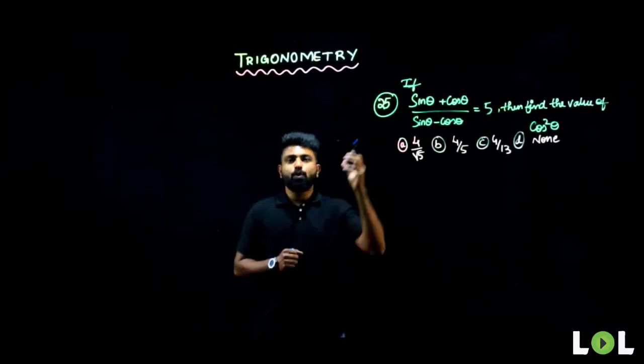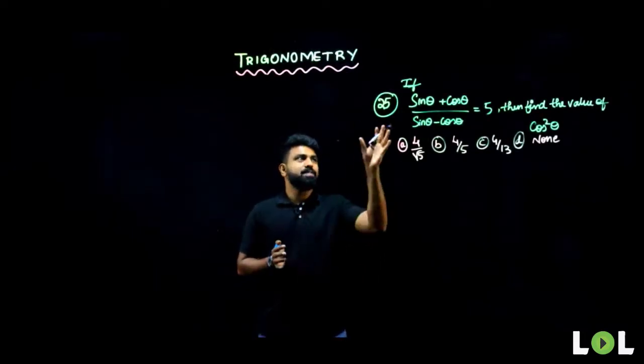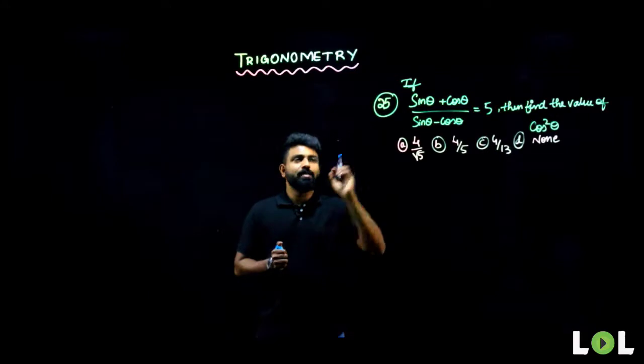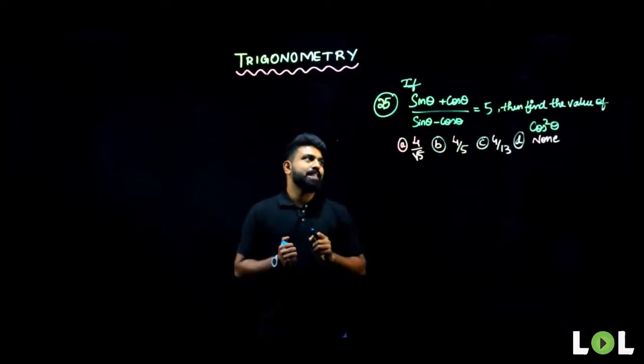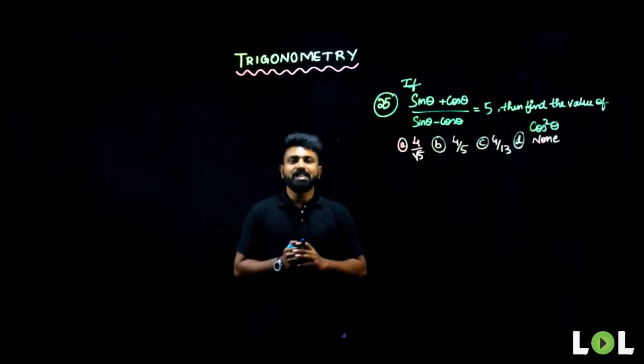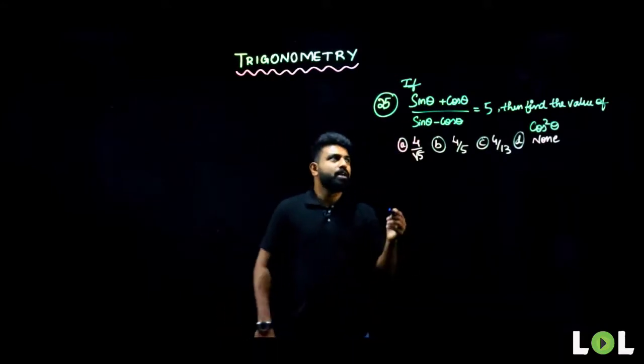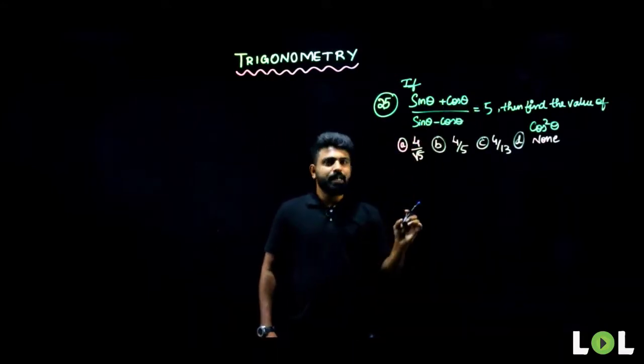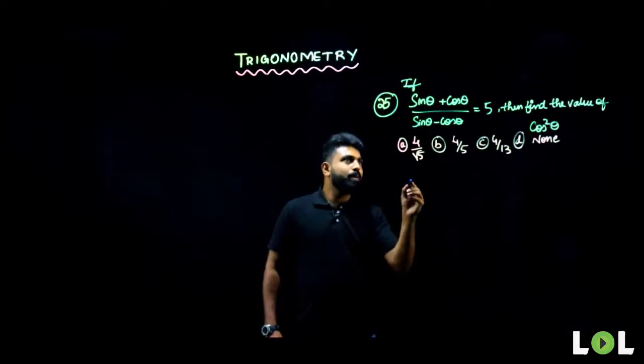Let us look at our next question then. What does it say? If sine theta plus cos theta divided by sine theta minus cos theta is equal to 5, then find the value of cos square theta. A very simple question. What do we need to do here? First, let me take my sine theta minus cos theta to the other side. What will I be left with?